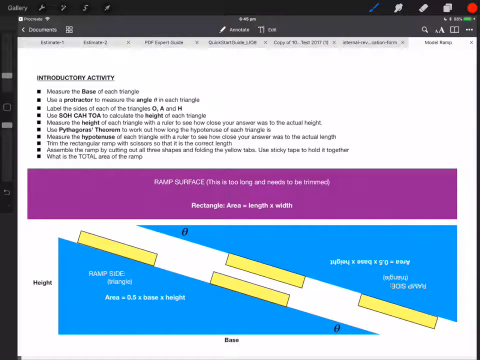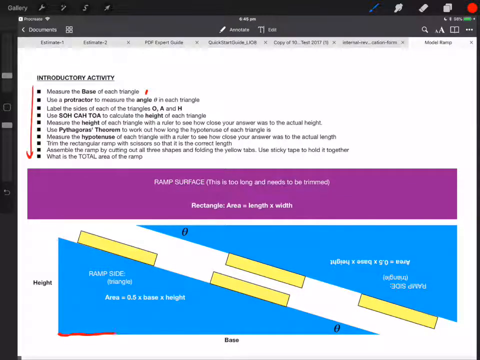This is just a quick video to give you some guidance on the ramp making activity, or the ramp model making activity. Firstly, what you're expected to do is go through each of these dot points step by step and complete them. The first point is to measure the base of each of the triangles.